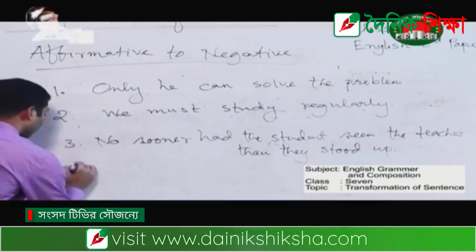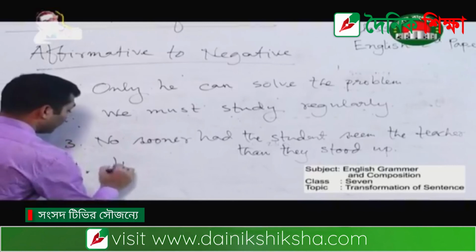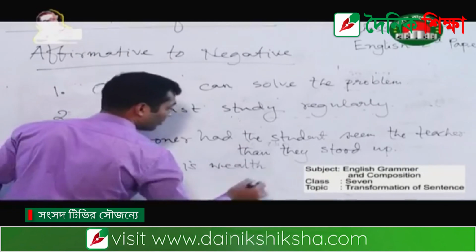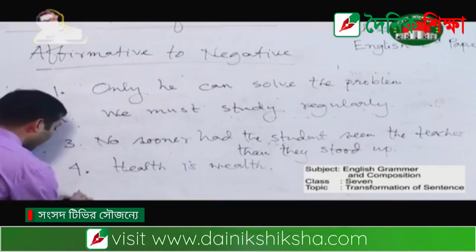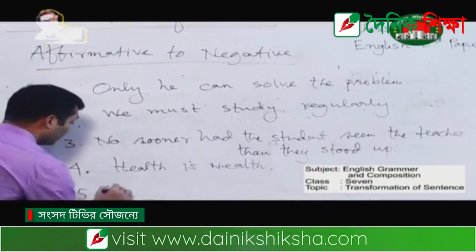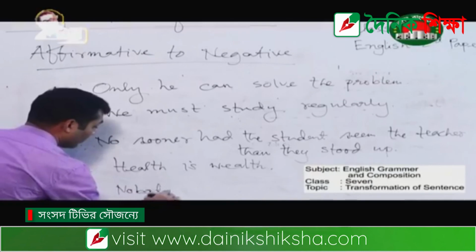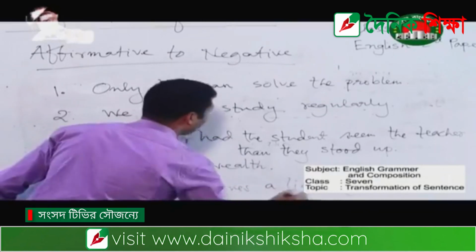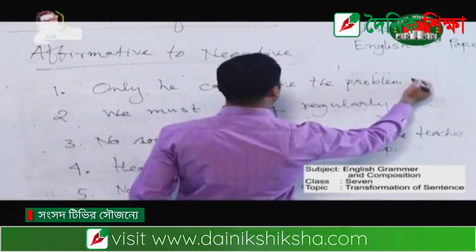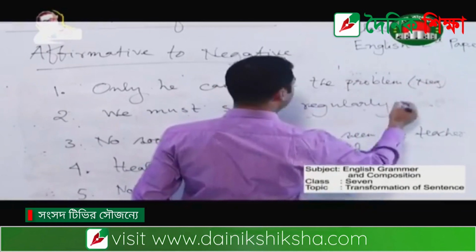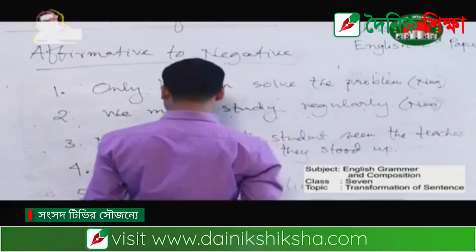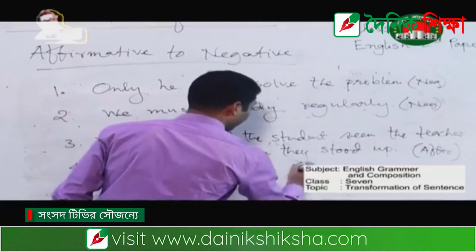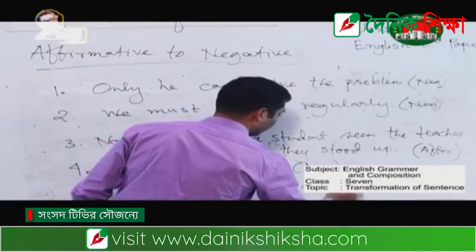Come to 4, health is wealth. And number 5, nobody believes a liar. So you will make it negative, this is affirmative, this is negative, and this is also affirmative.